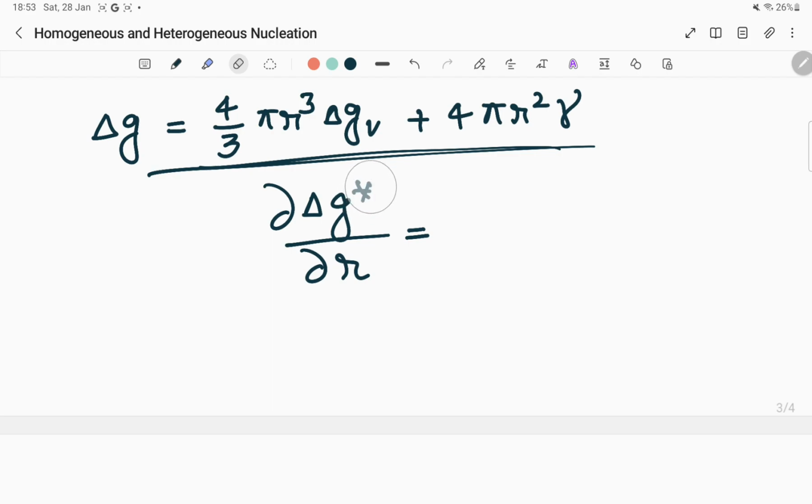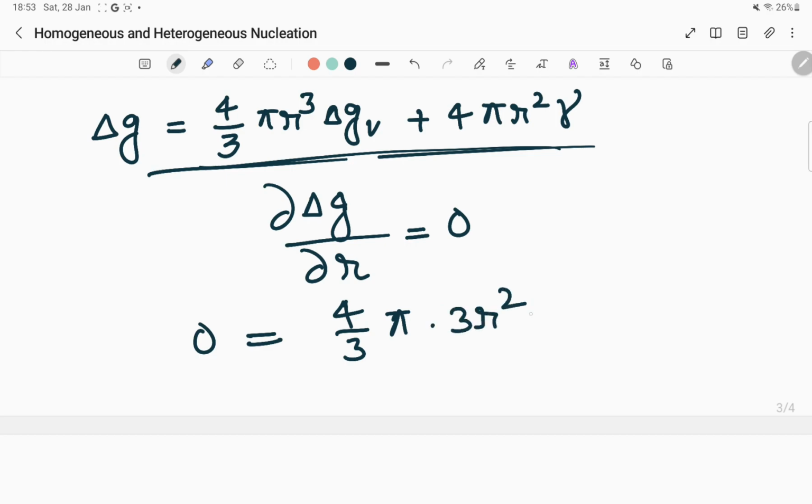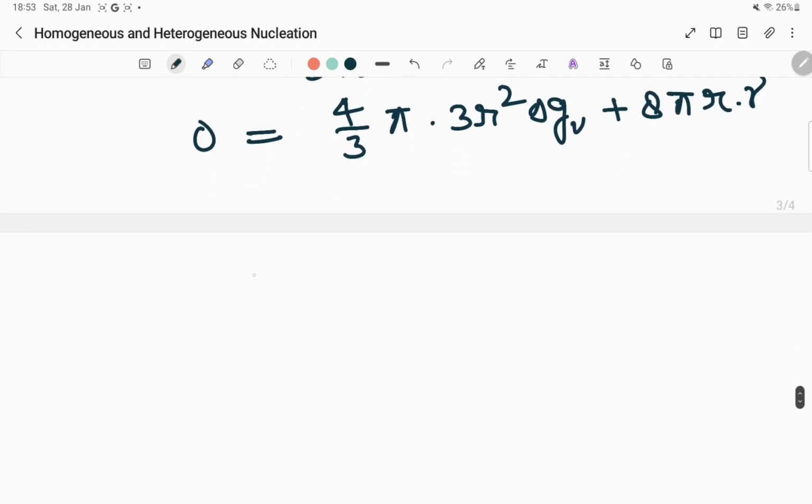Okay, it would be delta G actually. Delta G by delta R is equal to 0. So we will calculate that 0 is equal to 4 by 3 pi 3R square delta GV plus 8 pi R into interfacial energy.